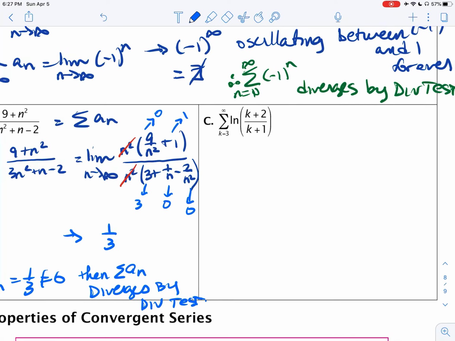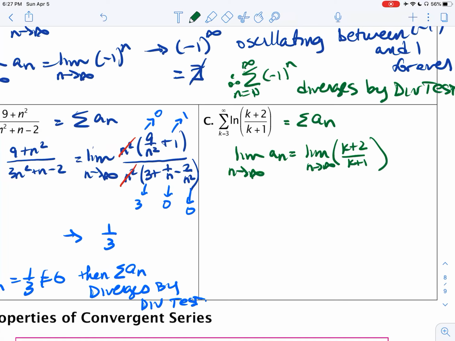This one, how would you use this one? We see here, since this is going to be our sum of the a sub n, the limit of the a sub n as n goes to infinity is going to be the limit of the ln of k plus 2 over k plus 1 as n goes to infinity.